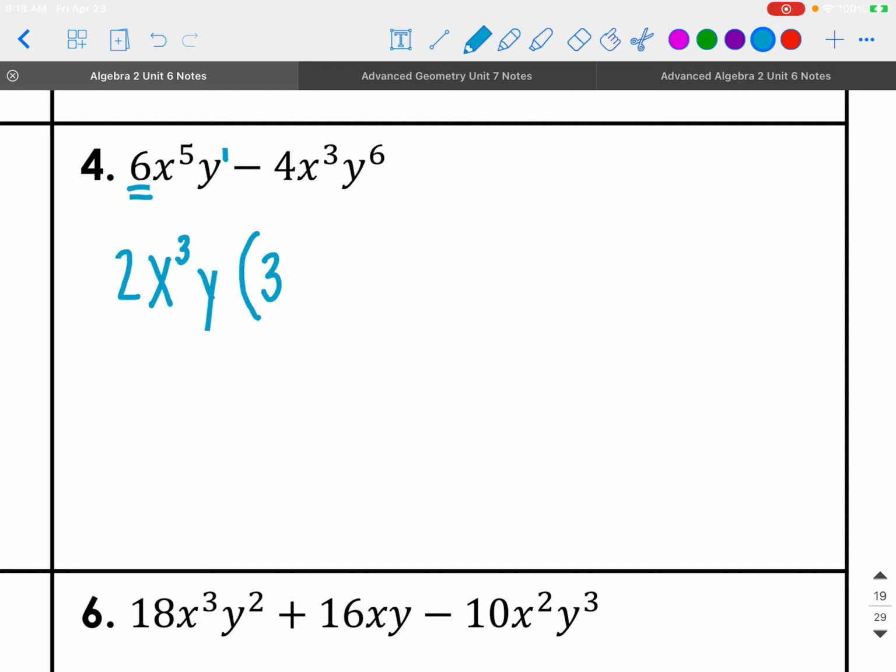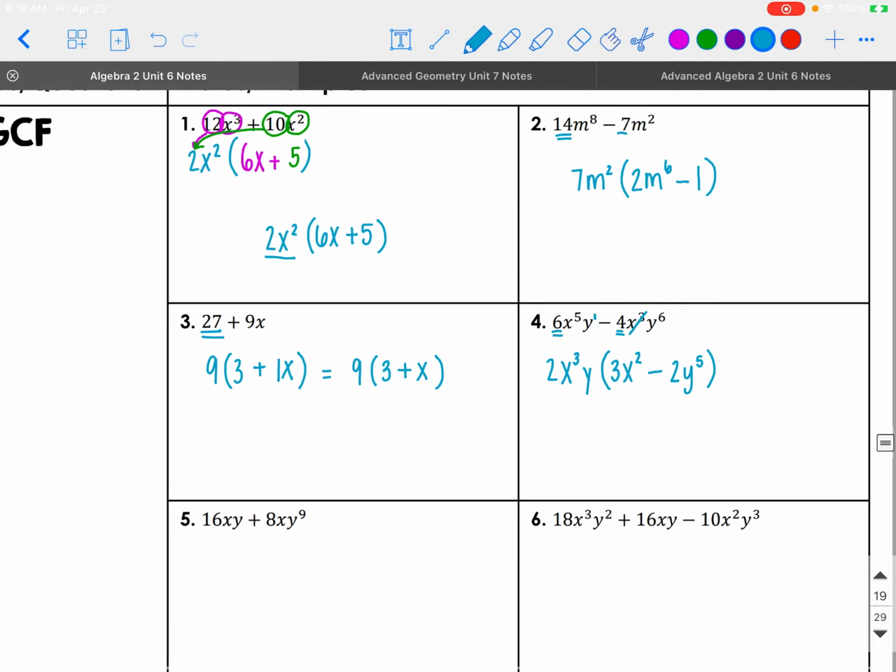Okay. And then 6, if I divide out the 2, I'm left with 3. And then the x's, I've got 2 left. And the y's, I took all of those. Minus 4 divided by 2 is 2. Now I took all of the x's, but the y's, I still had 5 left.